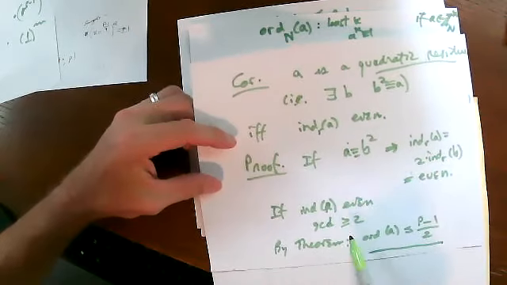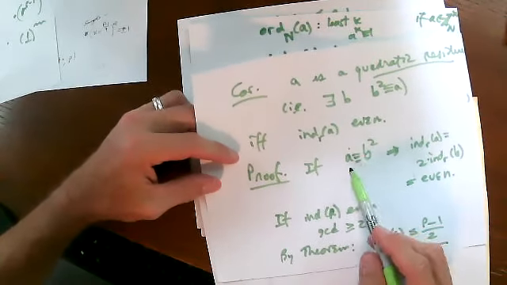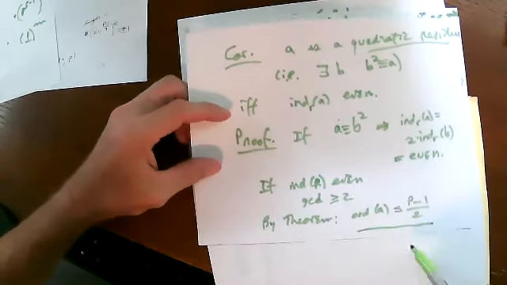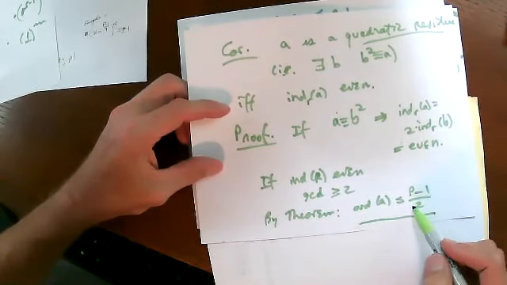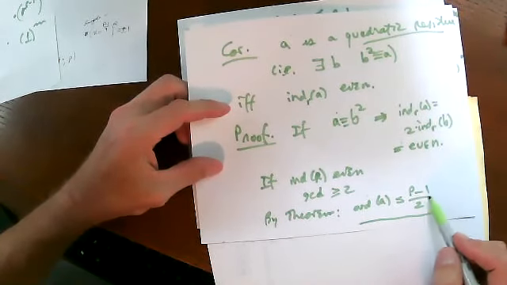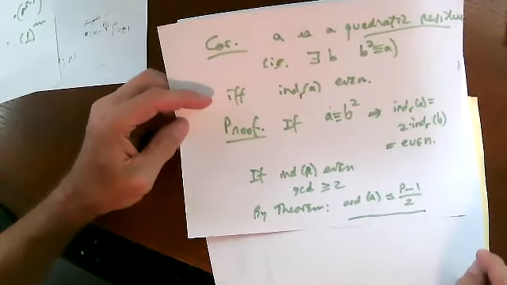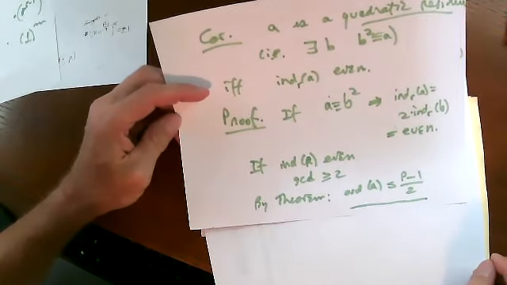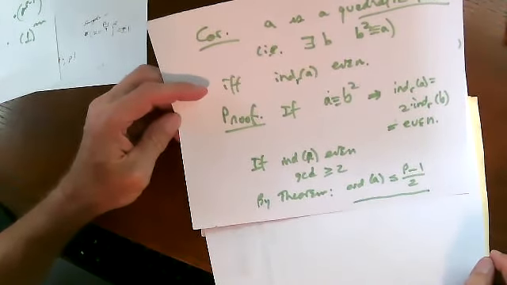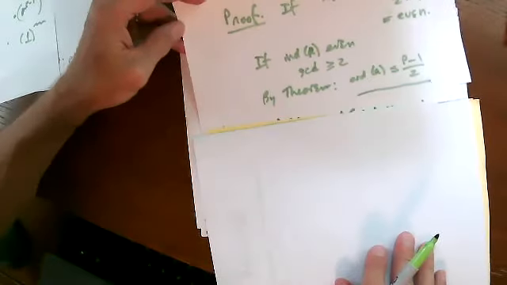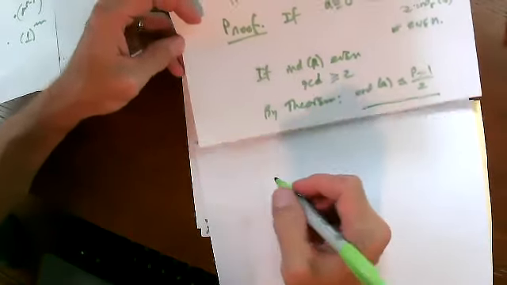To be a quadratic residue requires that the order of A actually be a divisor of not just p minus 1, but p minus 1 over 2. That's how you can detect the perfect squares mod p. I guess I didn't actually need the theorem now that I'm looking at it.